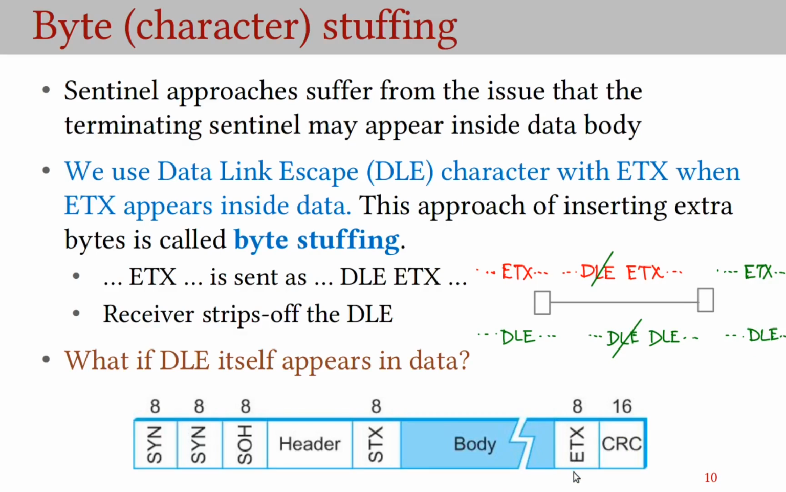Another problem with this approach is that this character ETX itself may get corrupted. And if that happens, then the receiver won't be able to tell that this is the end of the frame. So it's just going to keep reading until it sees another ETX somewhere. And that would result in back-to-back frames getting discarded. This is called framing error.